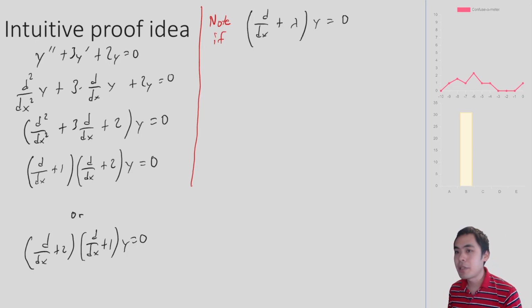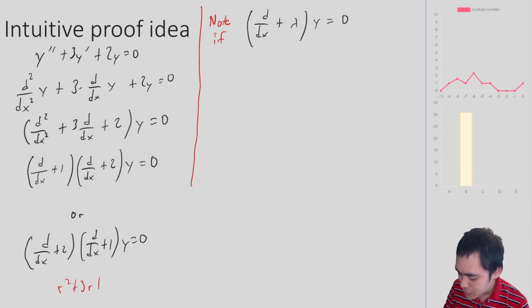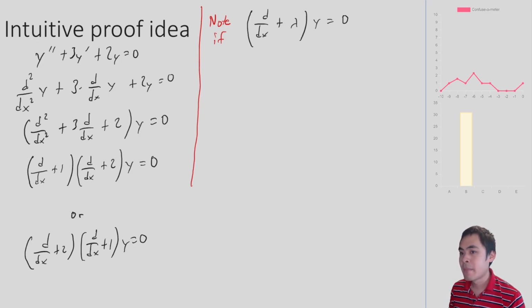Why is it plus 1 and plus 2 now? Because if you replace d dx with, say, r, you get r squared plus 3r plus 2, y is equal to 0. And so you just factor that out and solve it as a quadratic. You can use binomial expansion and expand that back out, and you get back the original equation.